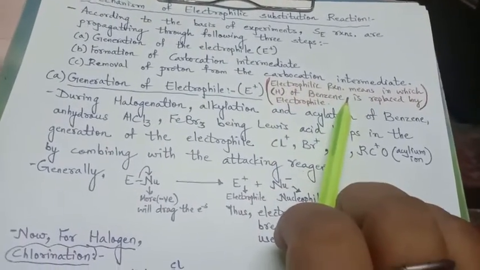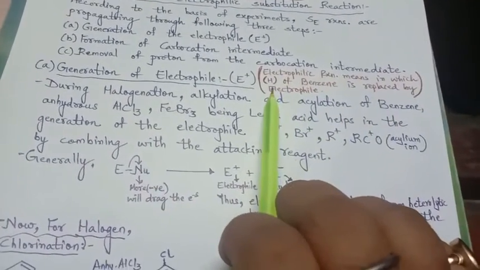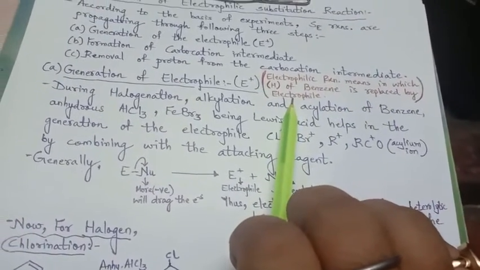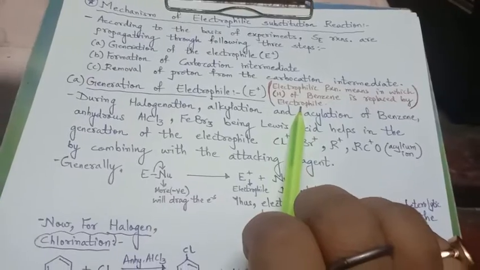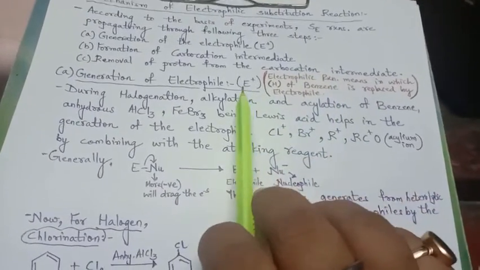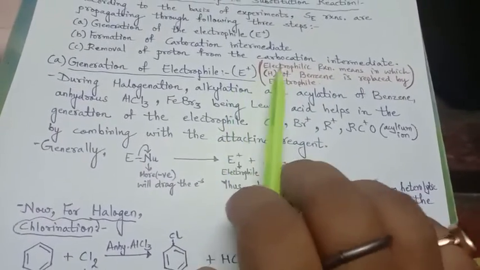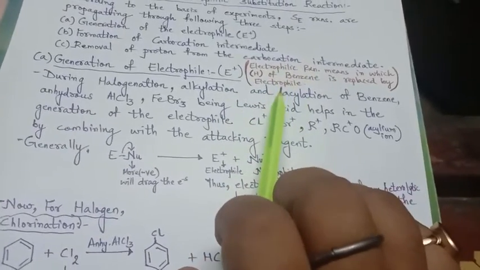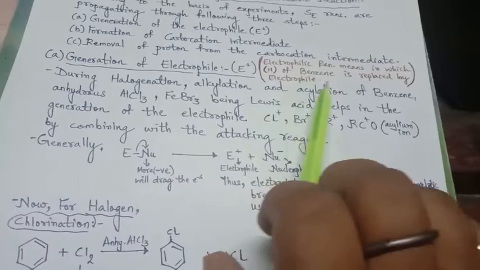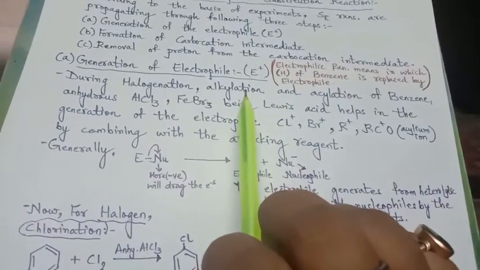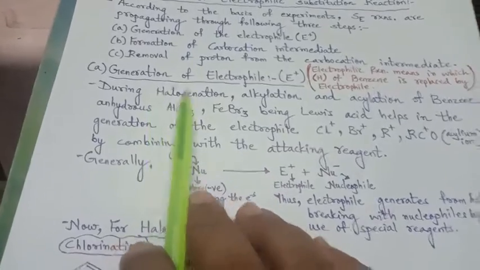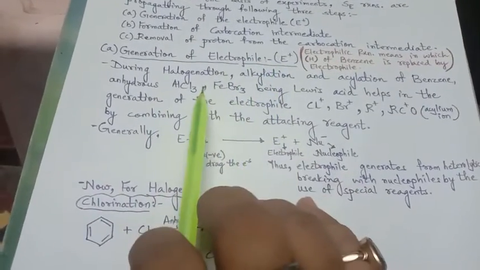Electrophilic reaction means in which H of benzene is replaced by electrophile. That means the attack of electrophile will be on the benzene ring. Two ways it will take. Here H is replaced, and one more is the electrophile directly attacking the benzene ring. Right? So let us see first the generation of electrophile E+.